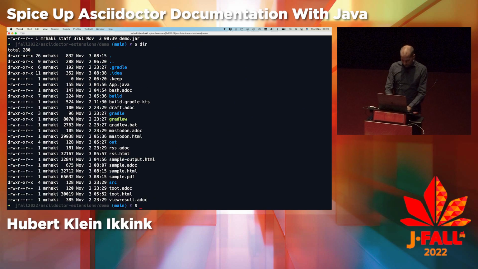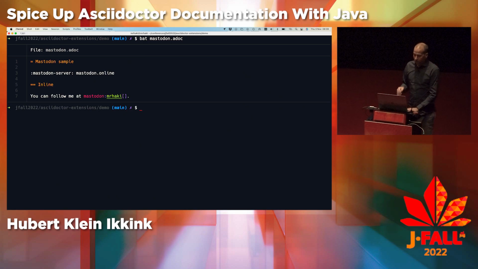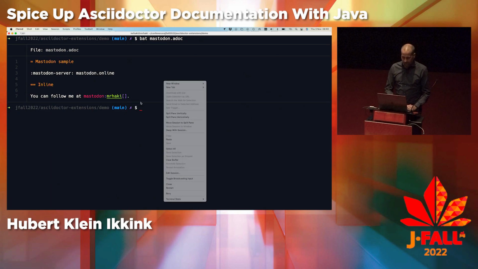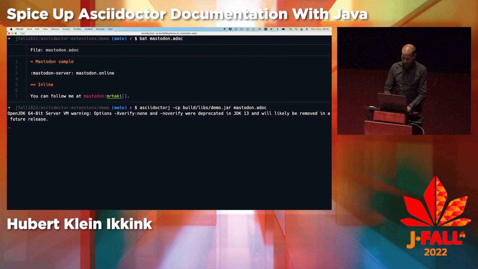Do I have an example? Let's see if this one works. Yeah. So in this case, I have a simple Asciidoctor markup. And most importantly is the line here, where I reference my inline macro, and I want to have this processed outside of my IntelliJ, so I can do AsciidoctorJ and have a class path and add build libs demo. And I put my mastodon ADOC file.